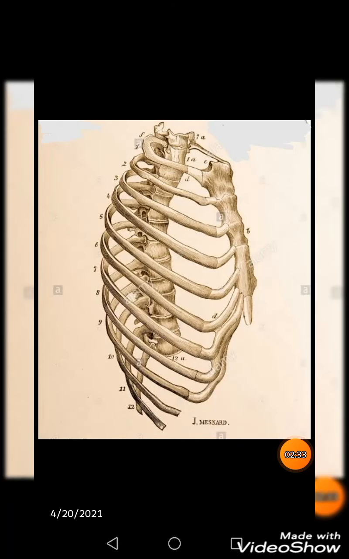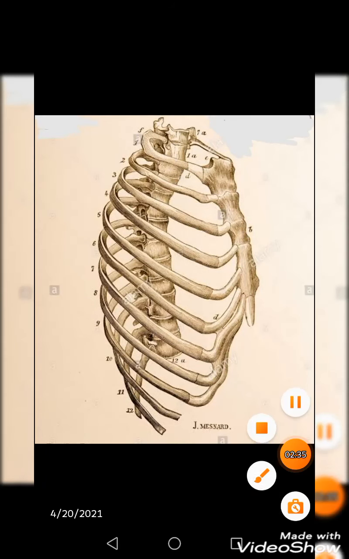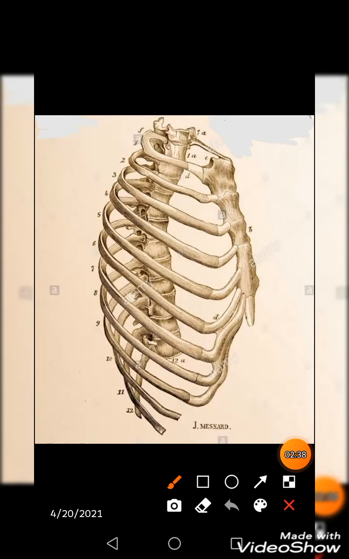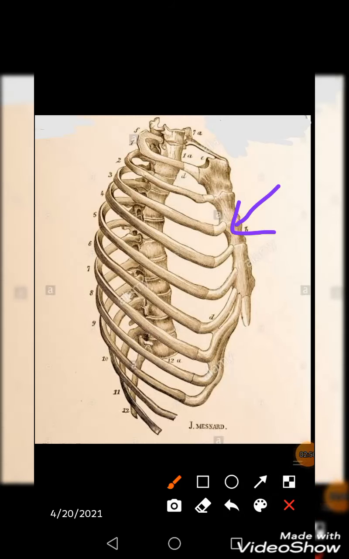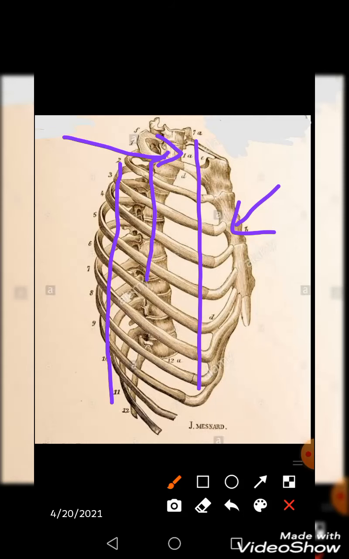This is the lateral view of the thoracic cage. I wanted to show you the margins here. This is sternum, and behind you can see the spinous processes, and you are looking from the lateral aspect. So this one is the anterior axillary line, this one is the posterior axillary line, and surely this is the mid axillary line.